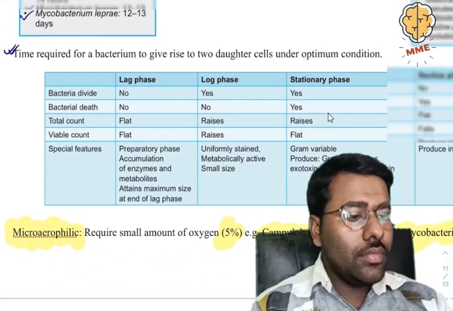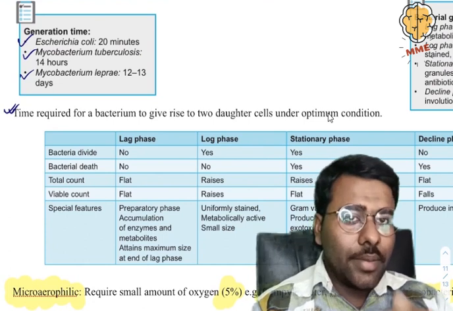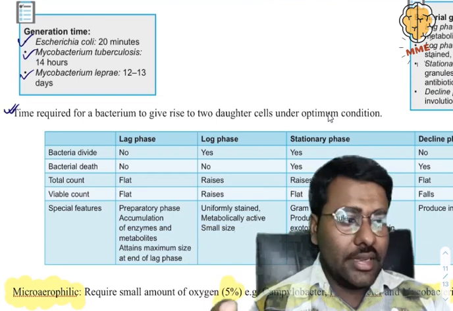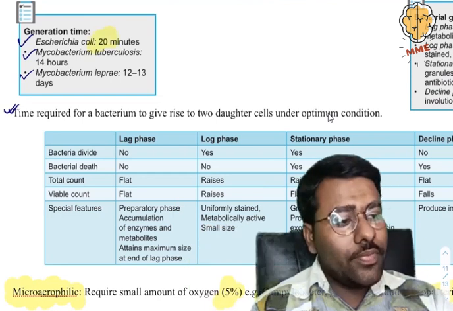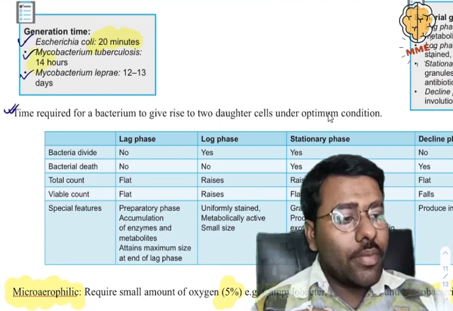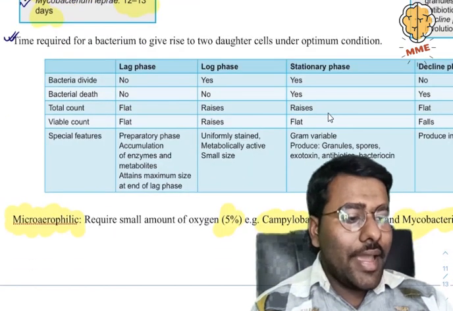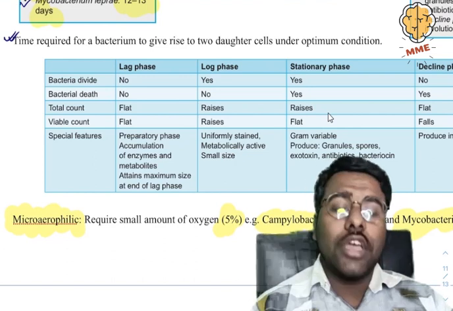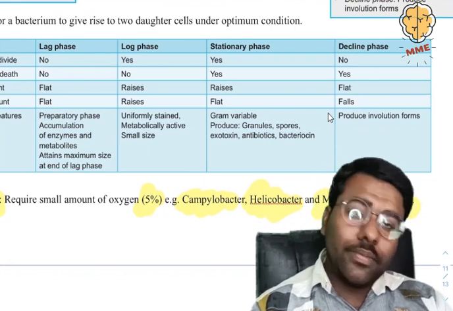Okay. Now coming to the last thing, the generation time. Generation time is the time required for a bacterium to form two daughter cells under optimum conditions. Mainly coliform bacteria divide in 20 minutes. Mycobacterium tuberculosis 14 hours and leprae 14 days. Just remember 12 to 13 days. And there are microaerophilic bacteria which require less than 5% oxygen to survive. Examples are Campylobacter and Helicobacter, Mycobacterium bovis.